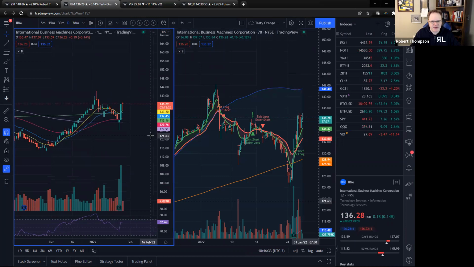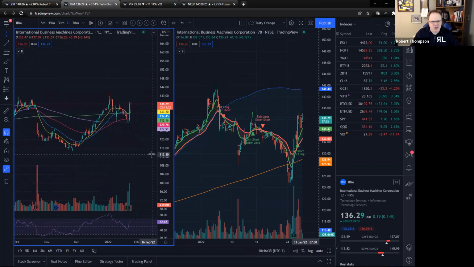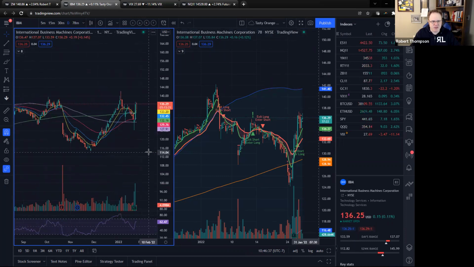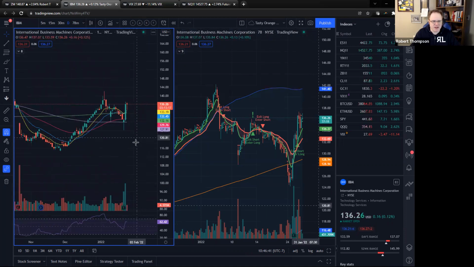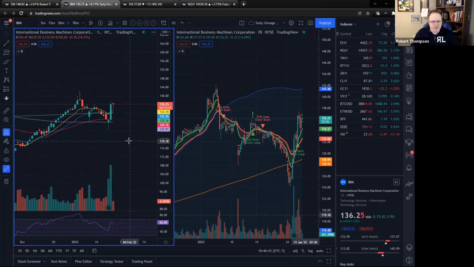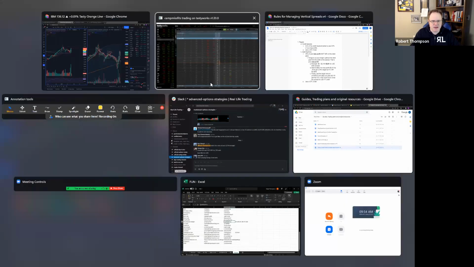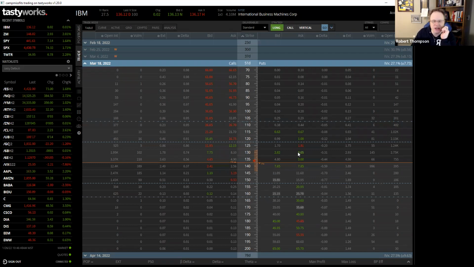We're rising for now. I think I might be short-term bullish on this. It's going to chop around at some resistance a little bit, but a credit spread could work. That was the place to get in right there. All right, let's go bullish. So we're going to do a bullish debit spread on IBM.